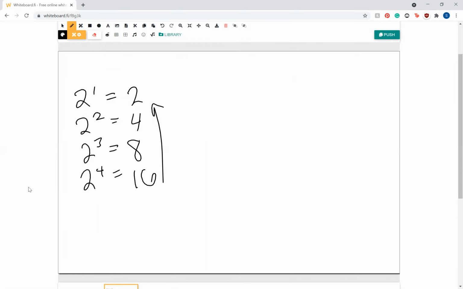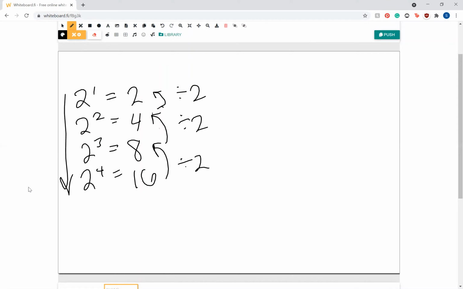Let me erase that real quick. Here we go. So as we go back up, how do we get from 16 back here to 8? Well, 16 divided by 2 equals 8. And then here, 8 divided by 2 equals 4. And then we can see if the pattern keeps working here. 4 divided by 2 still works, is equal to 2. And that makes sense, right? Because as we went down this column here, we had to multiply by 2 one more time. So it makes sense that as we go back up, we would be dividing by 2.